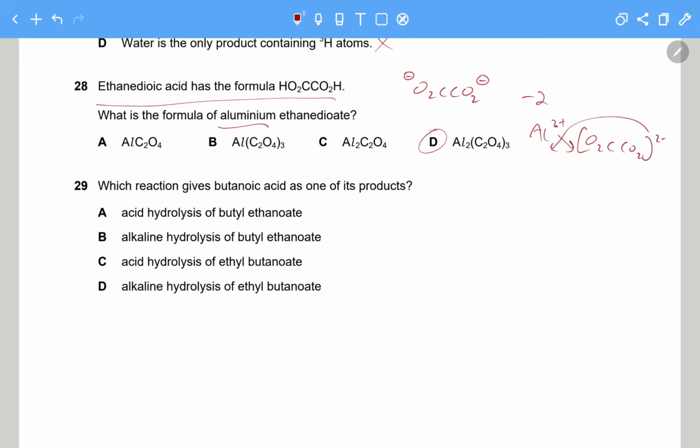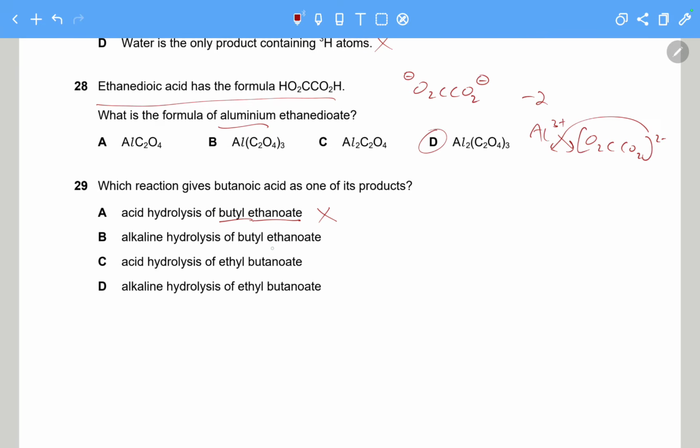Which reaction gives butanoic acid as one of its products? Acid hydrolysis of butyl ethanoate? No, because butyl will give butanol. Ethanoate will give ethanoic acid. So butanoic acid, no. Alkaline hydrolysis of butyl ethanoate, again butanol, ethanoic acid, and not even ethanoic acid.